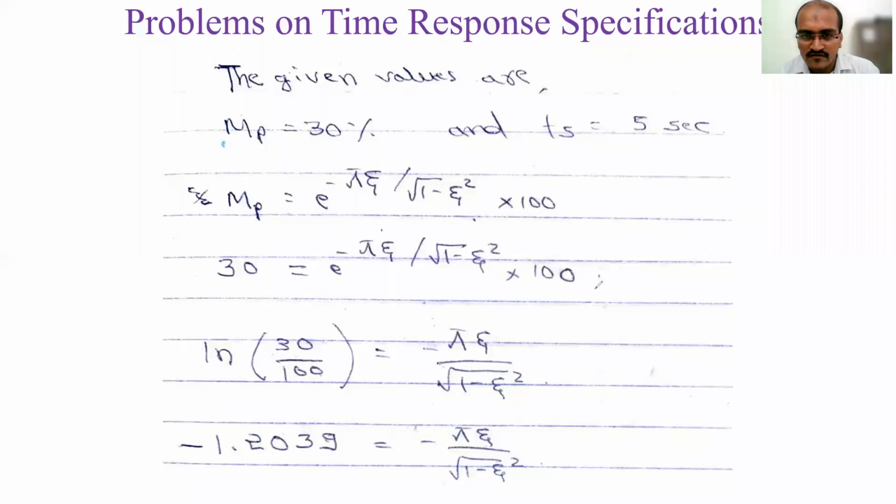So what you can do is, first we'll take the ratio 30 by 100 on the left side. I have combined this step. So 30 by 100, and then here e is there, so it is exponential. To remove the exponential we have to take the natural log, that is ln. It's there in your calculator. So ln of 30 by 100. This exponential will be removed, and only this factor will come and be placed over here, that is minus pi zeta by square root of 1 minus zeta square.